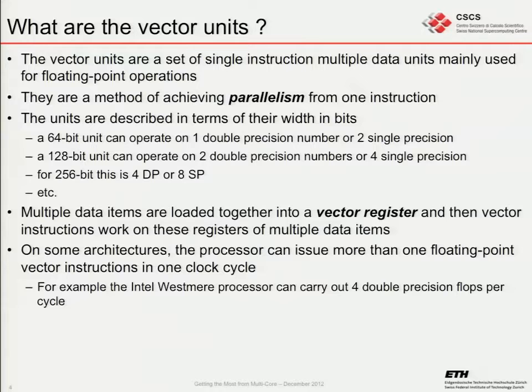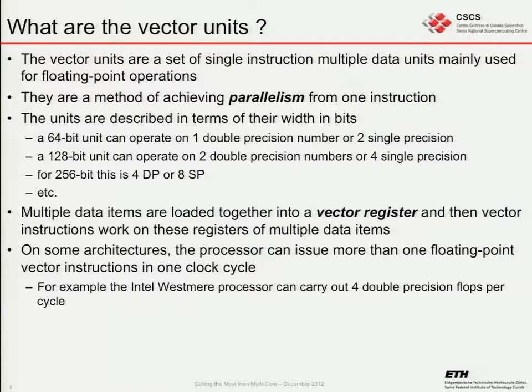The units are described in terms of their width in bits normally. So a 64-bit unit can operate on 1 double precision number or on 2 single precision numbers. 64 bits, yeah, 8 bytes, that's double precision. So a 64-bit SIMD unit, and these are the SSE units, the first ones that we were getting on Intel and AMD, didn't give us any real bonus in terms of our double precision calculations, but they were useful nonetheless for single precision.